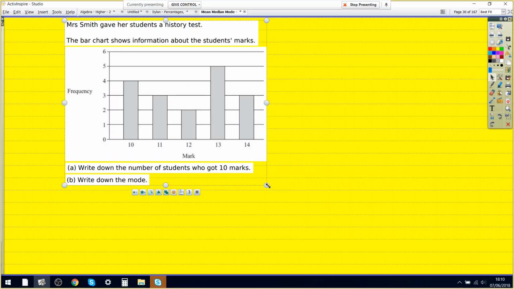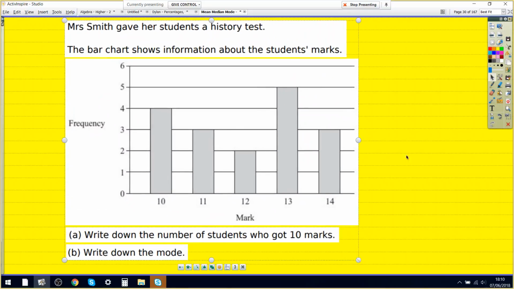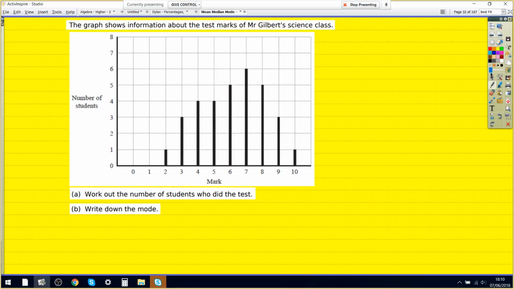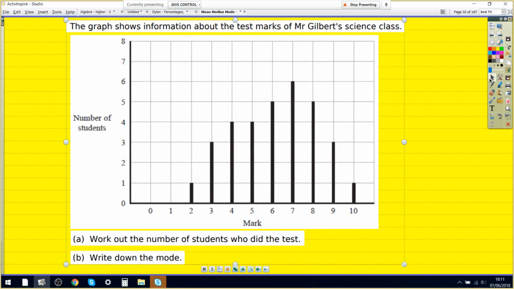This one. How many students got 10 marks? 4. And what is the mode for this one? 13. That's it. So the modal average, on average, 13 marks. And it's just a very crude average. How about this one? Number of students who did the test. How do you do that?